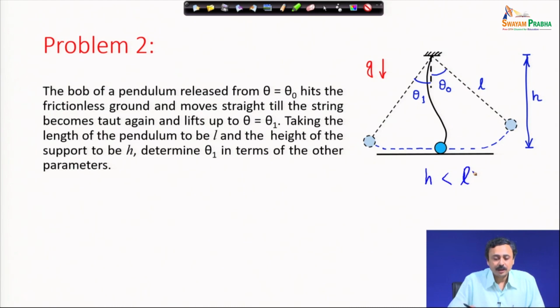Once again I will talk about linear momentum in a minute. The bob hits the ground, moves horizontally straight on the frictionless ground, and when the string again becomes taut, it again moves in a curve, lifts up, but now up to theta 1. Taking the length of the pendulum to be L and the height of the support to be h, which is of course less than L, determine theta 1 in terms of the other parameters.